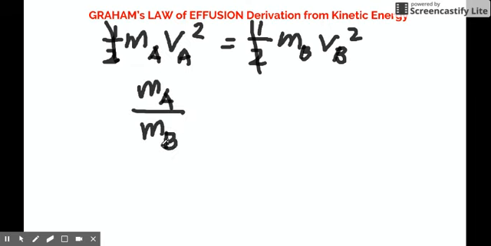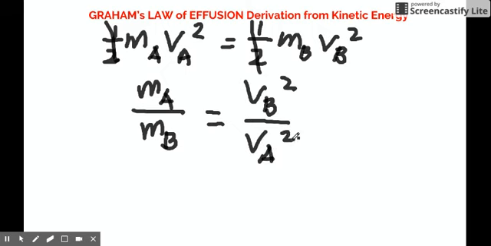We transfer m_B to the left side, while on the right side, v_A gets transferred and it's going to be below v_B. So that's going to be the resulting equation, putting all masses on the left and all the velocities on the right.